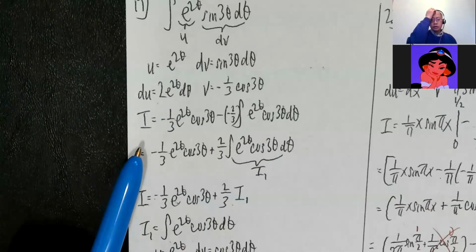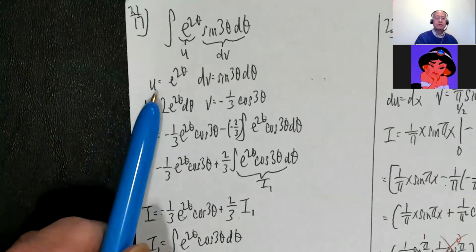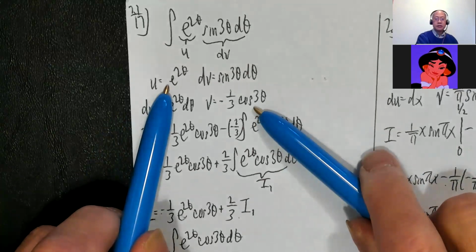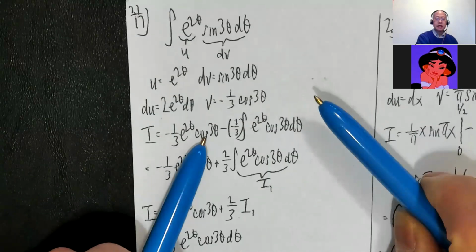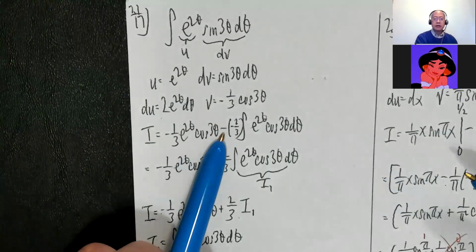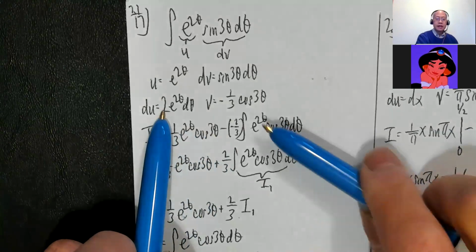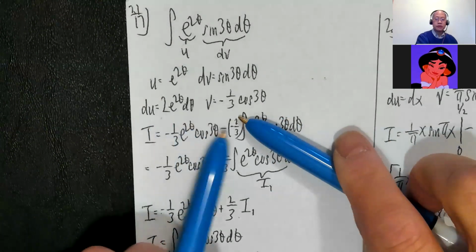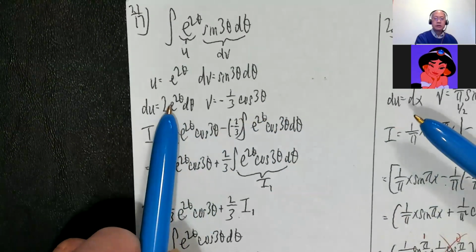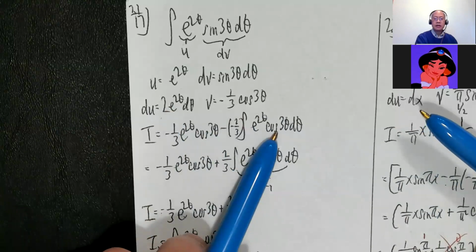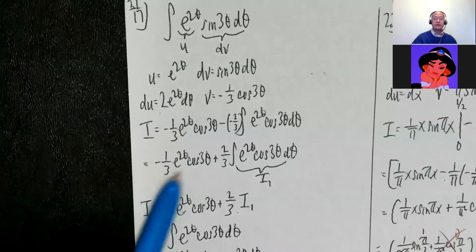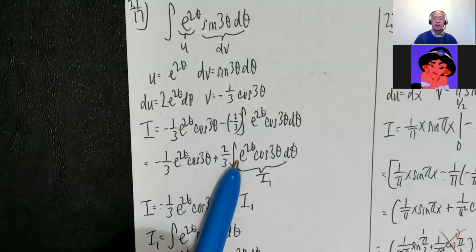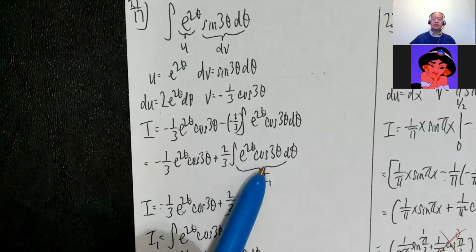All right, so I is uv by the formula. U times v, that times that. So negative 1/3 e to the 2 theta cosine 3 theta, minus the integral of v du. So that times that, there's a 2 times a negative 1/3, so negative 2/3 e to the 2 theta cosine 3 theta d theta. Okay, or I rewrite it as this. Leave that alone, take out the 2/3, e to the 2 theta cosine 3 theta d theta.